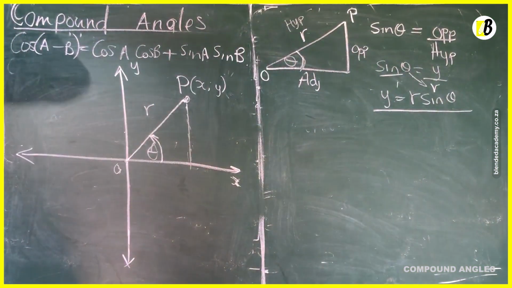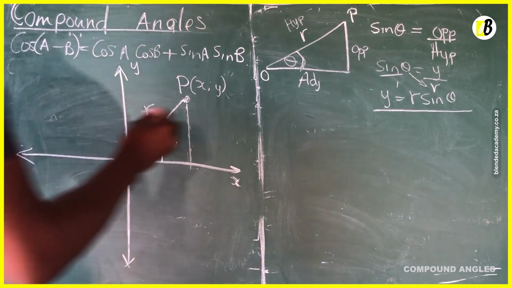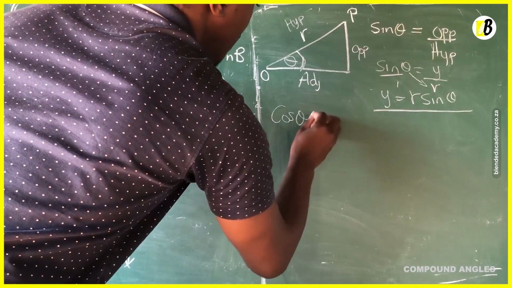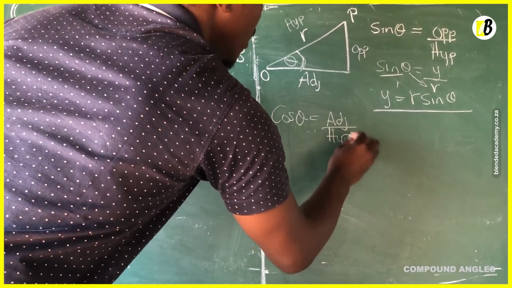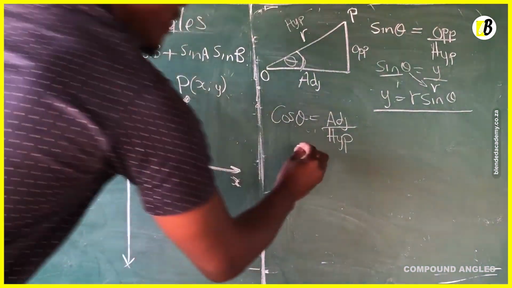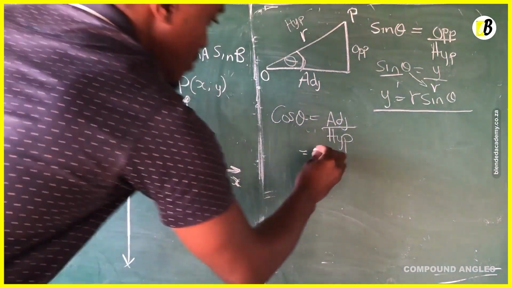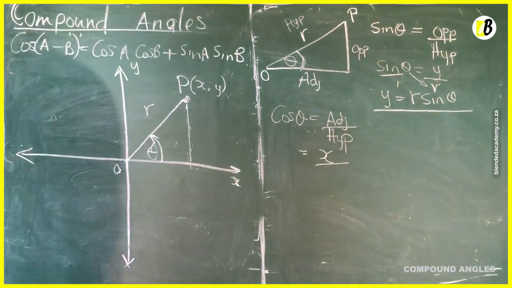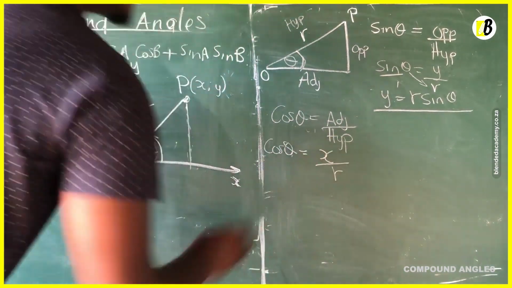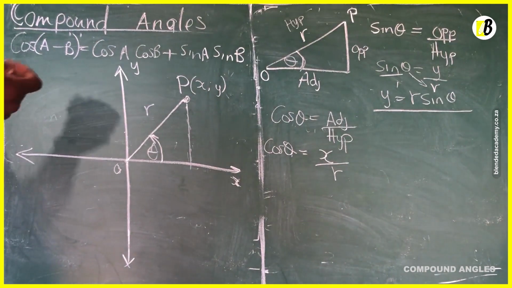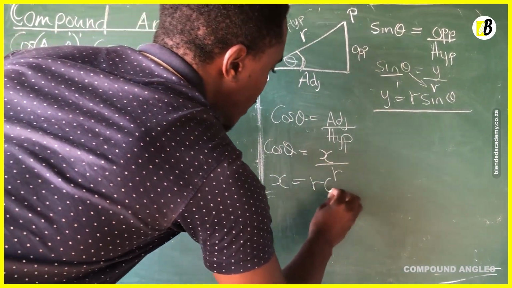And now to get our x coordinate, we need to work with cos. Cos theta equals adjacent over hypotenuse. In this case, the adjacent is along the x-axis. So let's give it the value x, because it's on our x-axis. x divided by the hypotenuse, which is r, equals cos theta. Now we need to make x the subject of the formula. That's going to be x equals r cos theta.